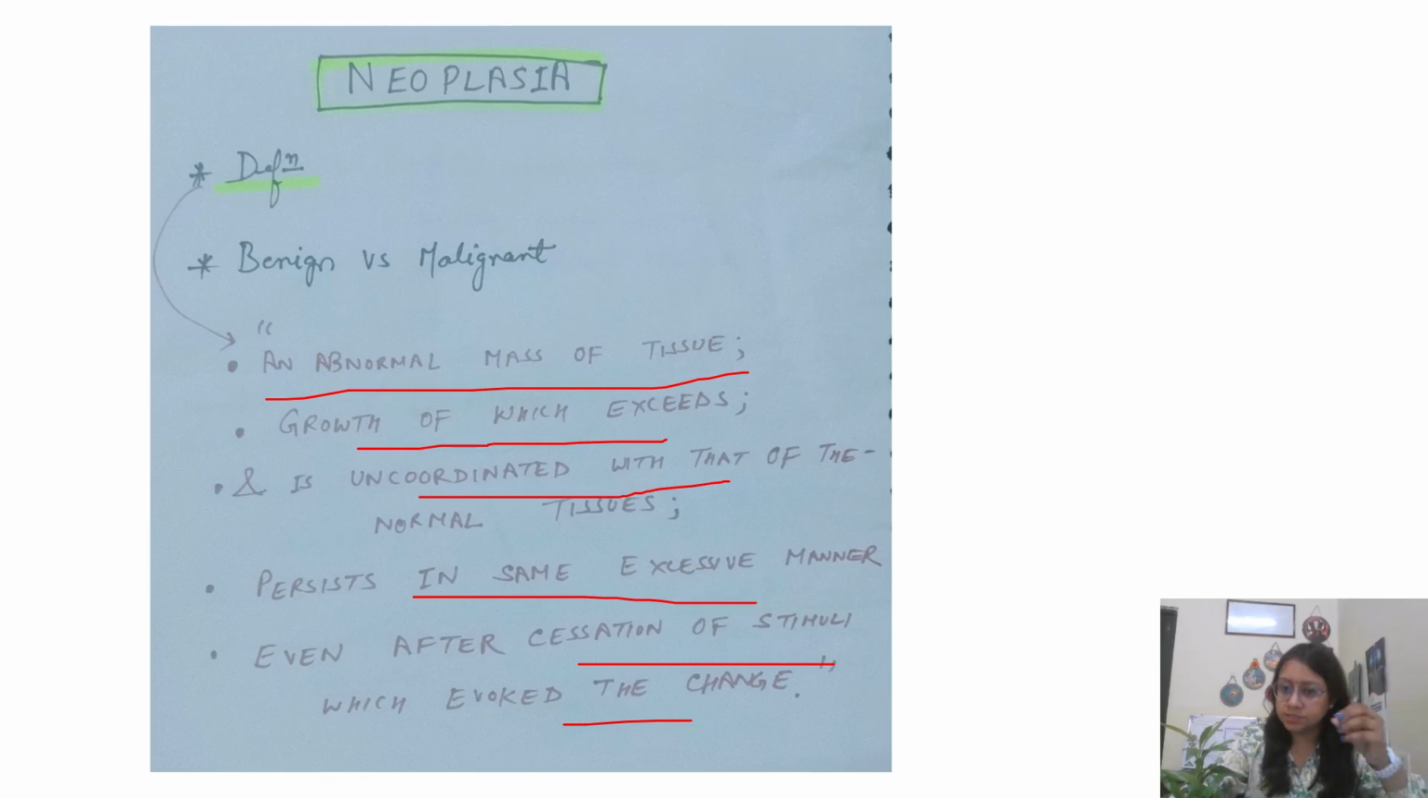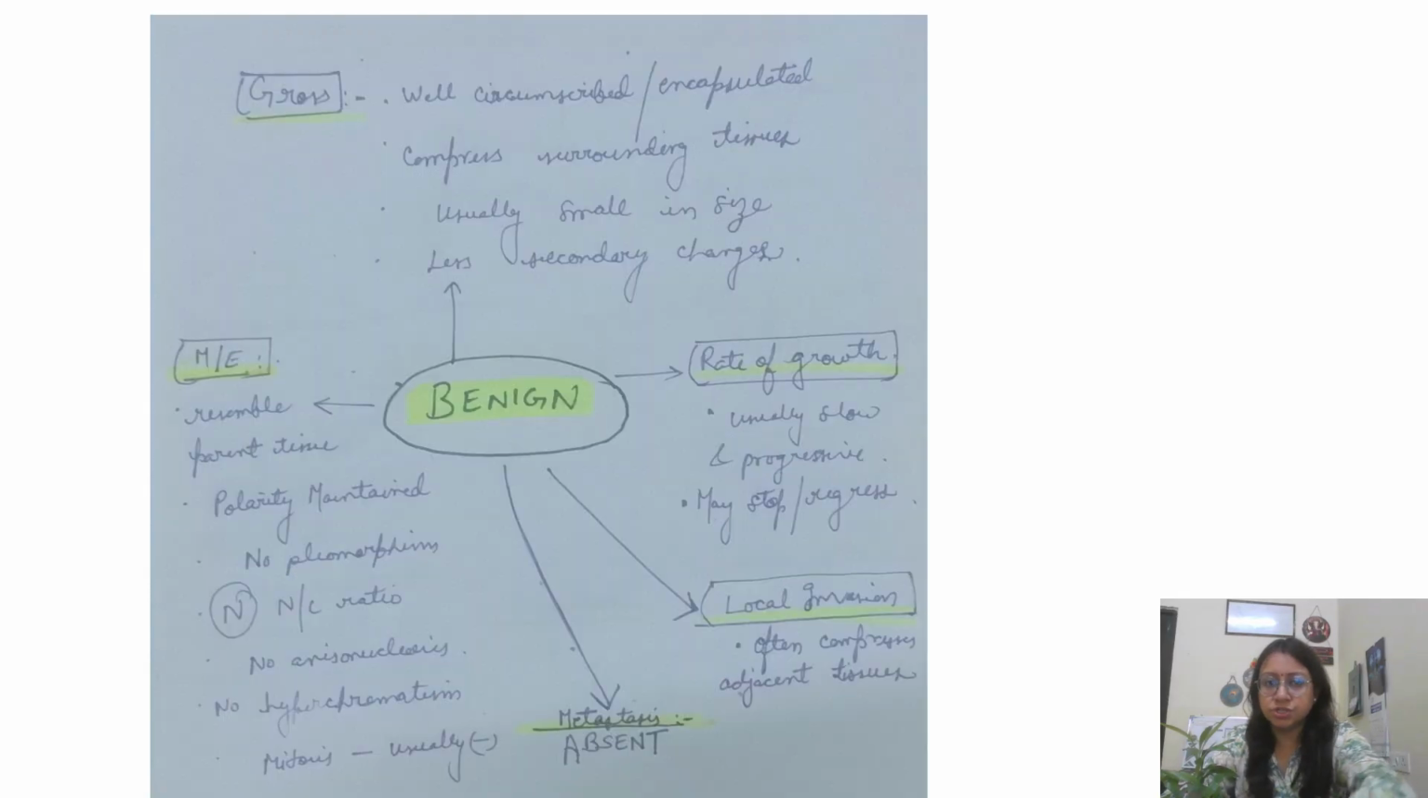So even after the stimuli which evoked the chemical changes जो molecular level पे change कर रहे थे, even if you remove that stimulus, once the change has started, it will continue. So that is how you define it. It is an abnormal mass of tissue, growth of which exceeds and is uncoordinated with that of the normal tissue. And even if you remove the stimuli, the growth will persist in the same excessive manner which evoked the changes.